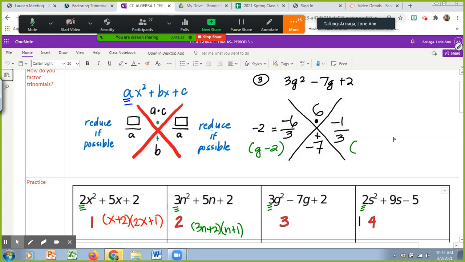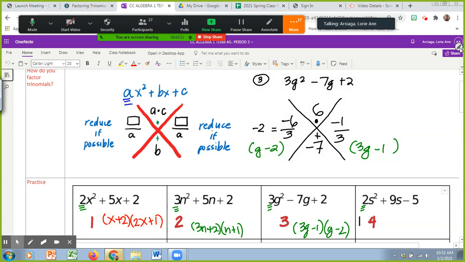But how do you write the answer for this if it has a bottom number? What should I write first? 3G take away 1. You guys are great at this one. Okay, but what should I write first in Schoology? This one is bigger because negative 1 is closer to 0. So 3G minus 1 and then G minus 2. All right? I can see some of you are really, really good at this one.